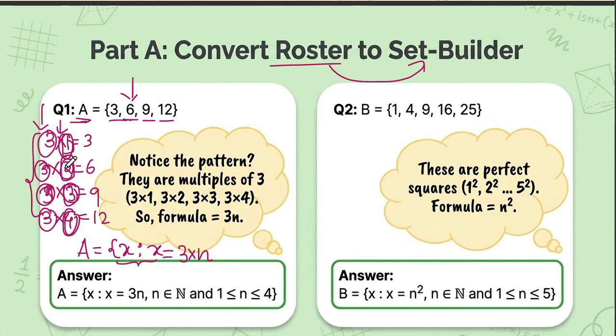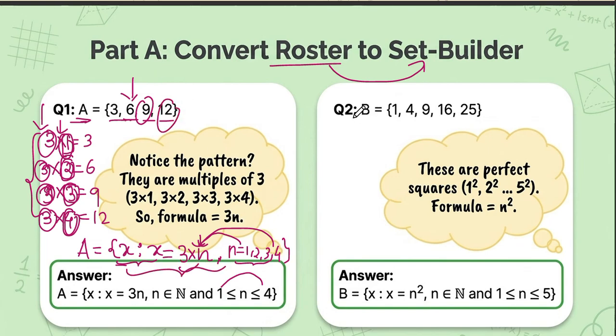Now how many numbers are changing? 1, 2, 3, 4. That means n is not all the numbers. We have to take n as nothing but 1, 2, 3, 4. Either you can write it like this, 1, 2, 3, 4, or we can write that n is between 1 and 4. So in the simple way, x such that x is equal to 3n, comma, n is 1, 2, 3, 4. The n value we have to take only up to 4. If you put n equal to 1, we'll get 3. If you put 2, we'll get 6. And if you put 3, we'll get 9. And if you put n equal to 4, we'll get 12. So this is the set builder form.